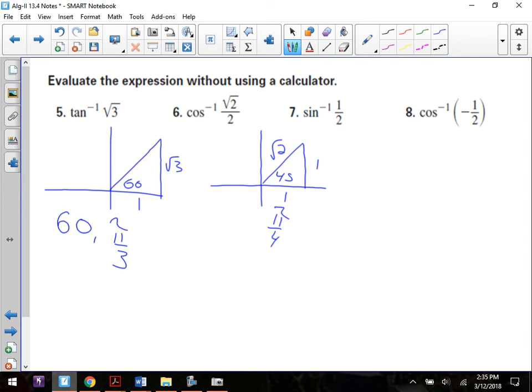What angle has the sine of 1/2? Let me just do that one. So the sine of 1/2, that's opposite over hypotenuse. Well, that's going to be 1 and 2. That means that's going to be a 30. What's 30 degrees in terms of radians? Pi over 6.